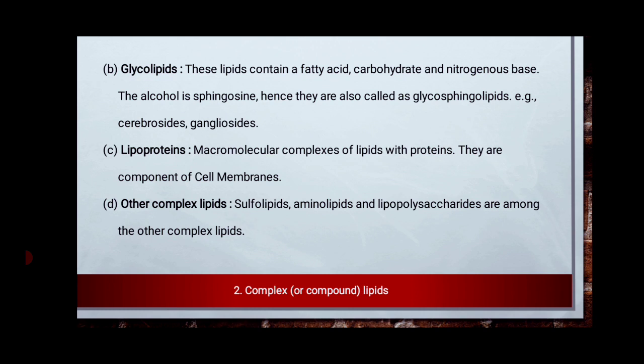As the name indicates, they contain carbohydrate as the additional chemical component. These lipids contain fatty acids, carbohydrates, nitrogenous base, and the alcohol is sphingosine. Hence, they are also called as glycosphingolipids. For example, cerebrosides, which are present in the brain cells, and gangliosides also. So, glycolipids are present in the brain. Third type of complex or compound lipids is lipoproteins.